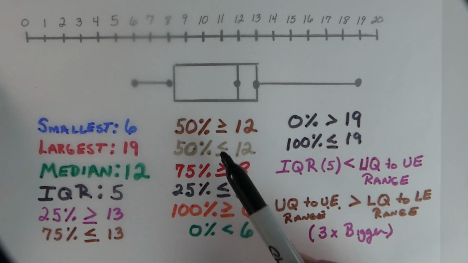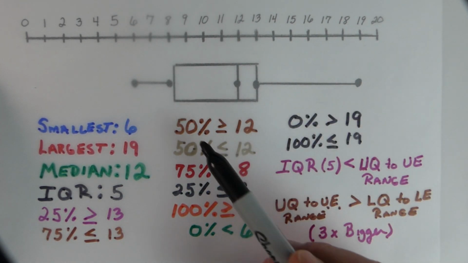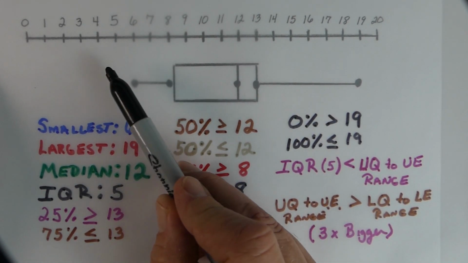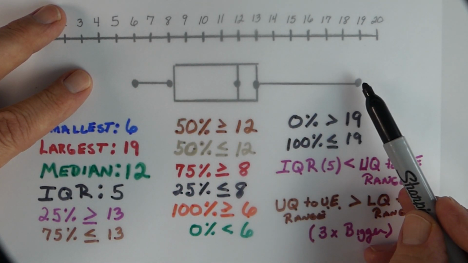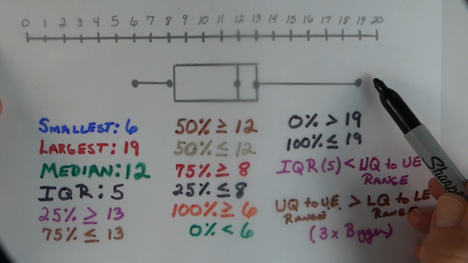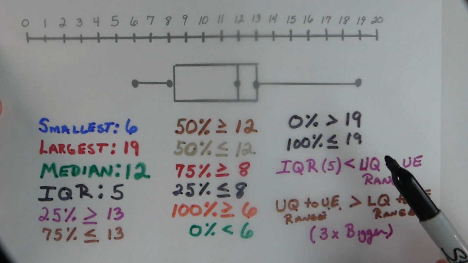I can also see that 75% of the students had at least 8 tacos and 25% less than that. I can see 100% of all the kids had at least 6 tacos. 0% had less than 6 tacos. I can also see that 0% had more than 19 tacos, where 100% had less than 19.